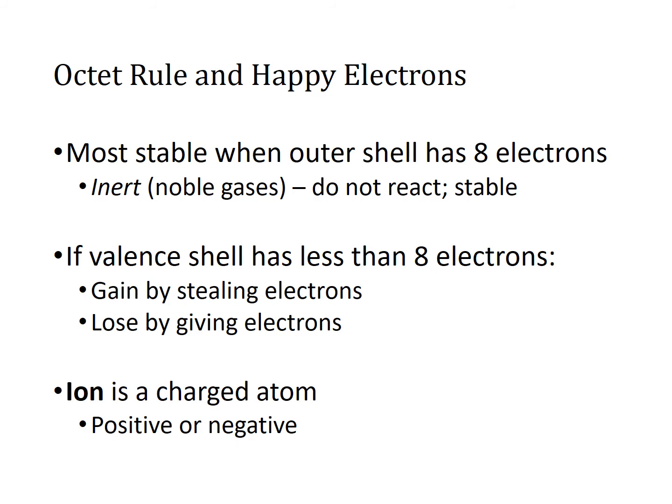The octet rule just states that everything is much more stable when the outer electron shell has 8 electrons. That outermost shell is referred to as the valence shell. If a valence shell has less than 8 electrons, it's going to get those 8 electrons by taking electrons from other molecules or losing electrons by giving them away.